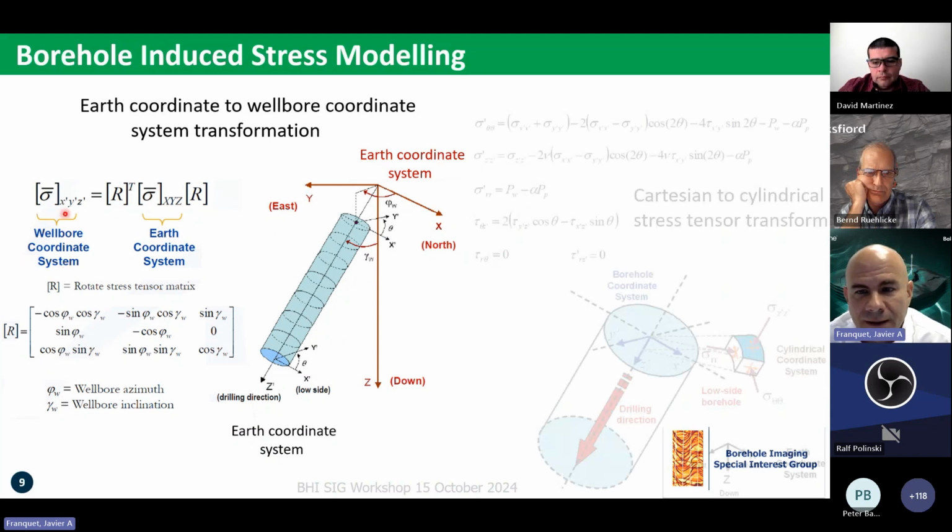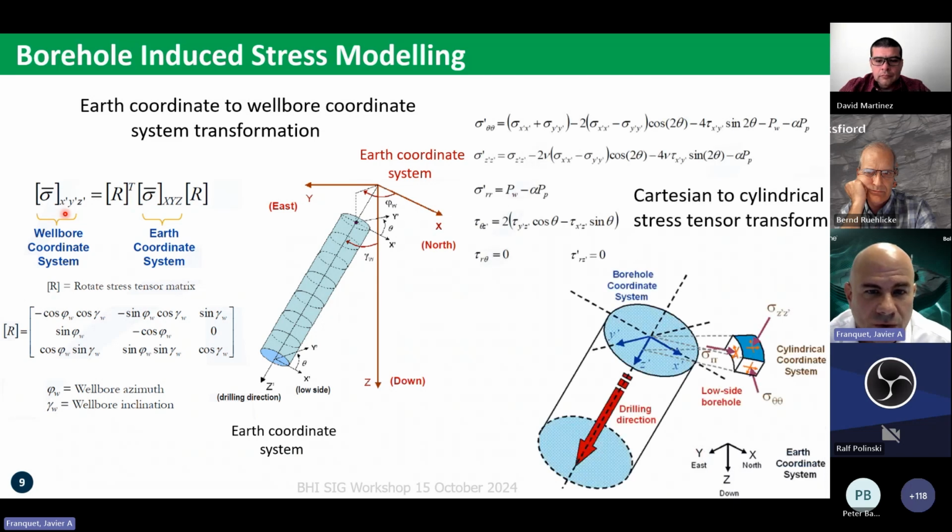Once we get that, we need to convert it to a cylindrical coordinate system, and essentially we get the principal stresses axial to the wellbore, radial to the borehole, and tangential. These are the three principal directions that we're going to be looking at around the wellbore for any arbitrary well deviation or azimuth.